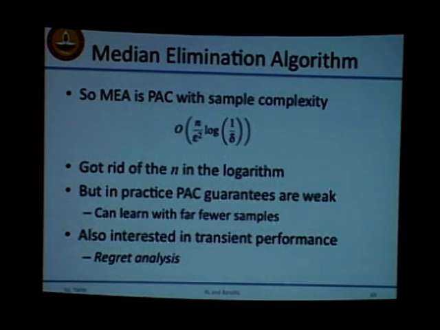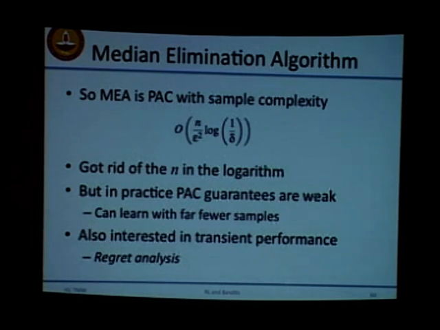But in practice, PAC guarantees are very weak. These are like worst case scenarios. This will make sure that you never ever go wrong. But in practice, you never face these worst case scenarios. You are usually in much better behaved settings, and so you can learn usually with far fewer samples than what the PAC guarantee tells you. And you can achieve PAC optimality in practice with a lot fewer samples.